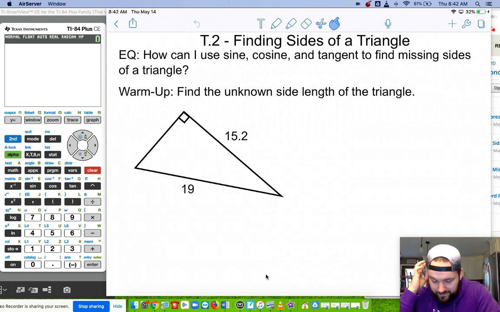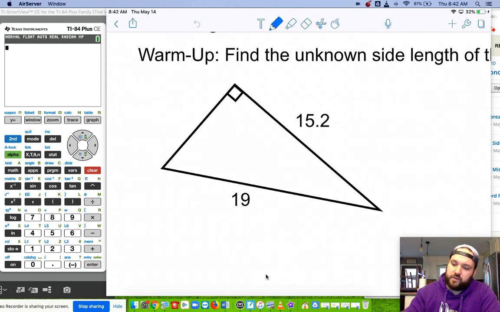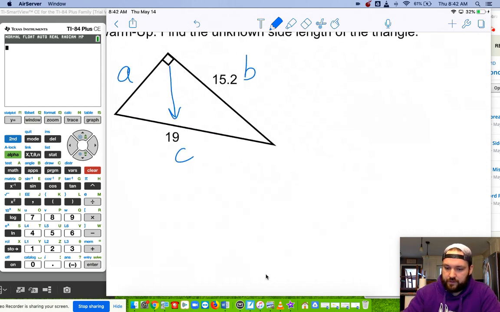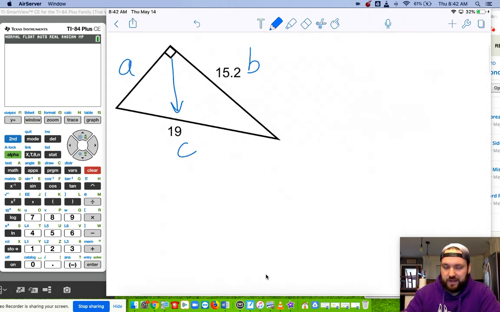We're going to find the side length of this triangle. Now, because we do have the other two sides of the triangle, we can use Pythagorean theorem. Anytime you can, you probably should, because it makes life a lot easier, as it's much quicker than what we're about to do today.